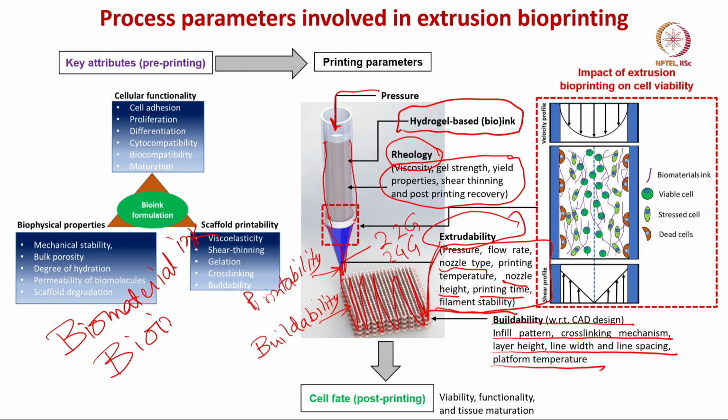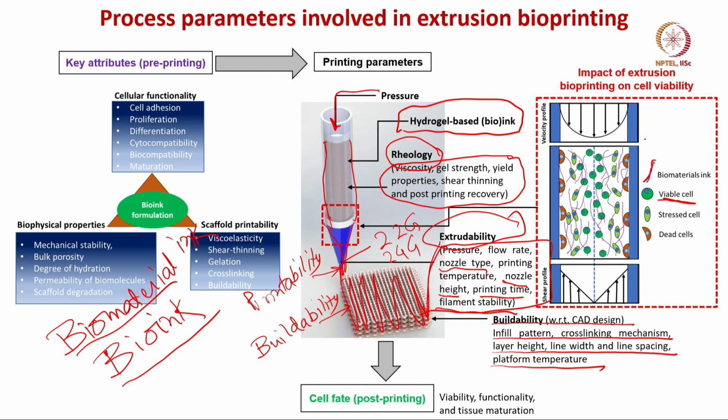The moment when we use hydrogel ink with cells and growth factors, we call it a bioink. So, this is the distinction between biomaterial ink and bioink. So, you have a biomaterial ink, you have a cell, a viable cell.